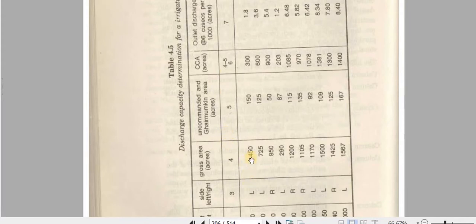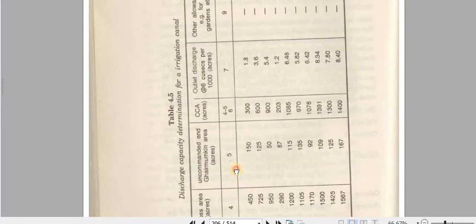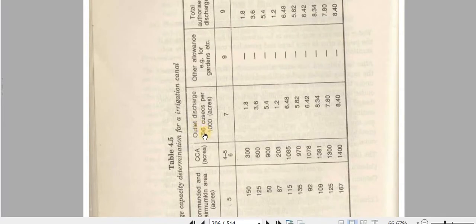There was an area of 450, and 150 was uncommanded area, written in Urdu as ghair mumkin. So from 450, 150 will be subtracted, resulting in 300, which will be irrigated. The second one is 725, 125 is uncommanded, so 600 will be irrigated. These are the irrigated areas. So column 6 is obtained from column 4 minus column 5, and column 7 we have to calculate with respect to column 6, at 6 cusecs per 1000 acres.